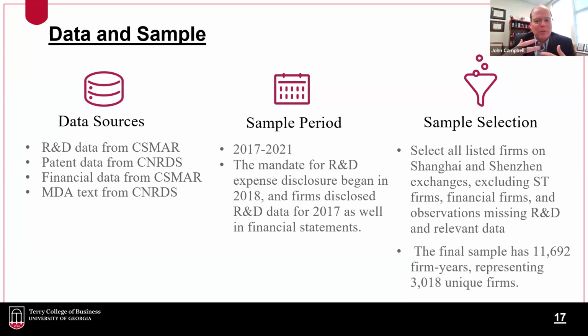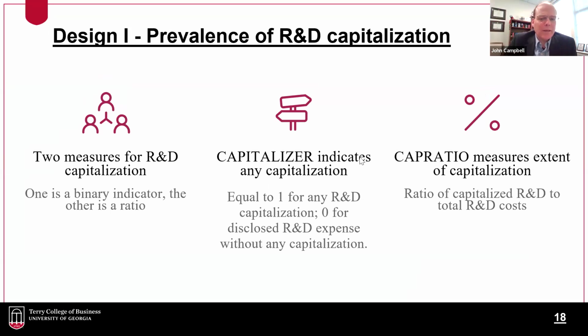And we use the Chinese version of CRSP and Compustat to get the R&D information and the stock price information. And then we use another source to get patent information and textual analysis. We use, I think, their version of EDGAR. And John, I just want to tell you, you have only 5 minutes left.